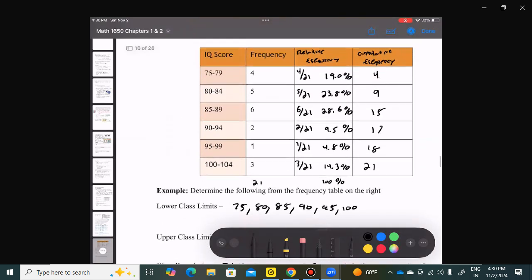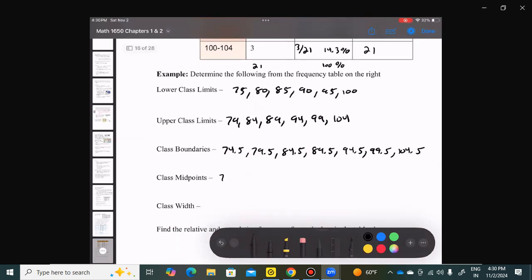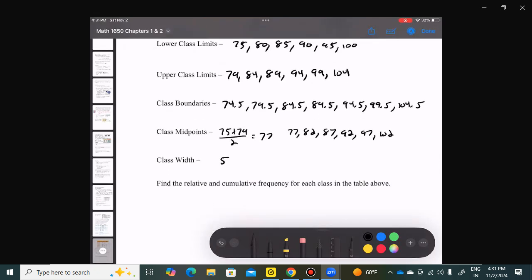Midpoints, we're going to average the first two, so 75 plus 79 over 2. And you get 77. And then we'll add 5 each time. 82, 87, 92, 97, 102. So class width is 5. And we found the relative and cumulative frequencies for each class already.